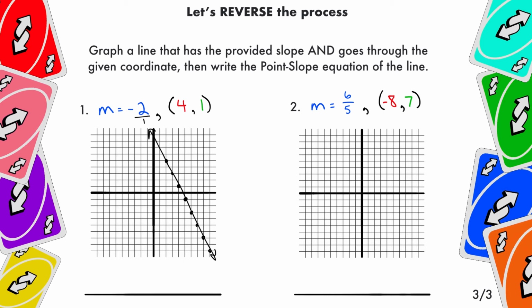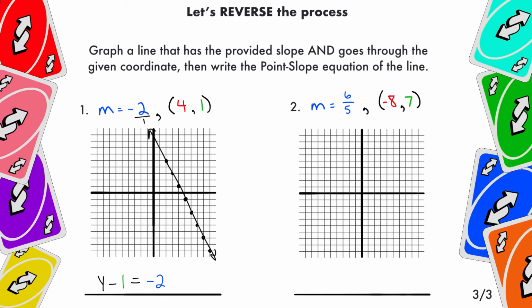And now we need the final process of generating an equation. And you have to do it in point-slope form. I don't care if you prefer slope-intercept form. We're practicing point-slope. So this is going to be y minus the y value of our coordinate, so it's y minus the 1, equals the slope. The slope is the number that is negative 2, so it's just going to be negative 2. You could write negative 2 over 1 if you wanted, but it's superfluous.